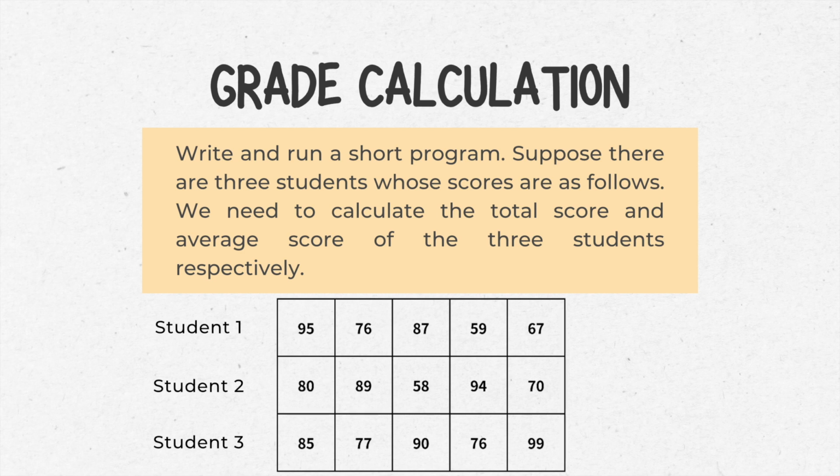There is a practice at the end of this video. Grade calculation. Write and run a short program. Suppose there are 3 students whose scores are as follows. We need to calculate the total score and average score of the 3 students respectively.